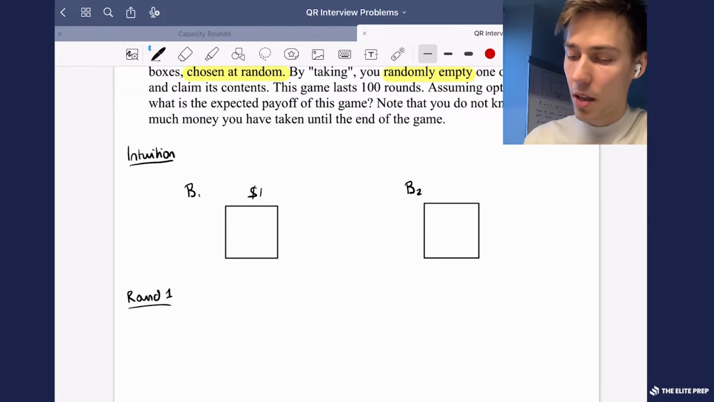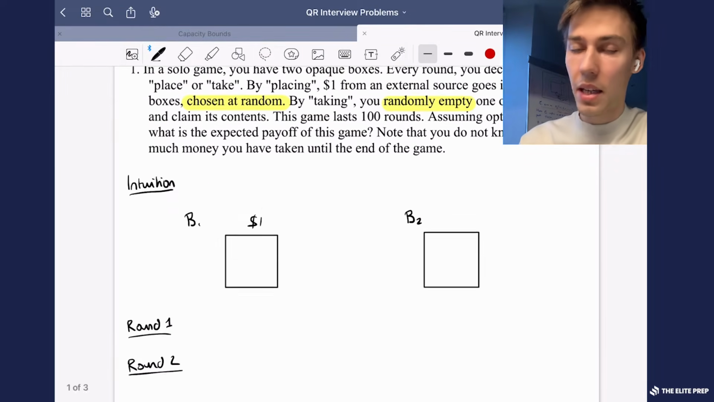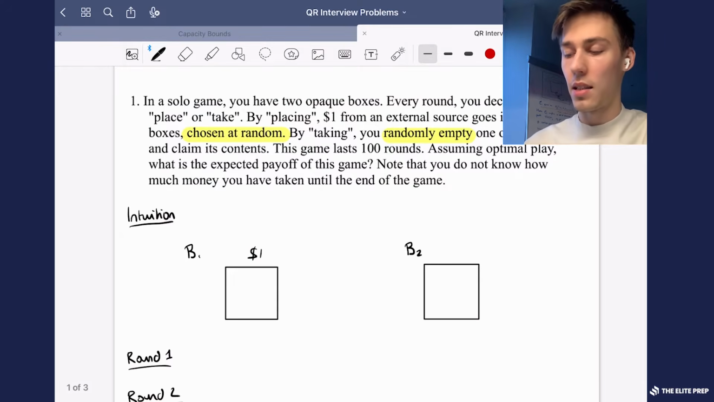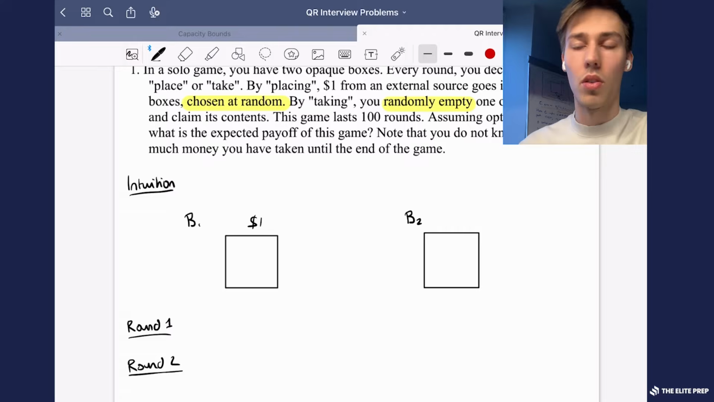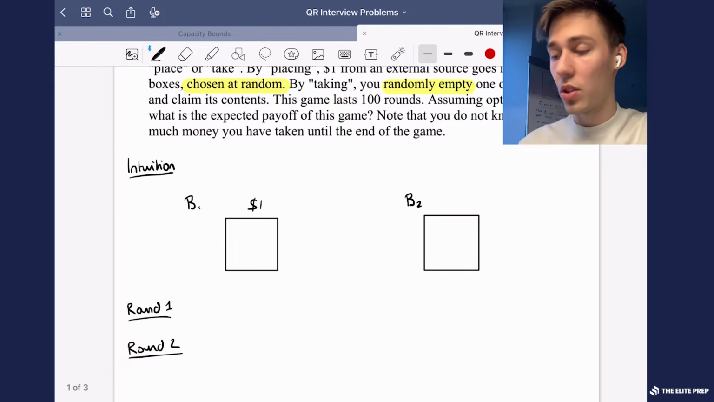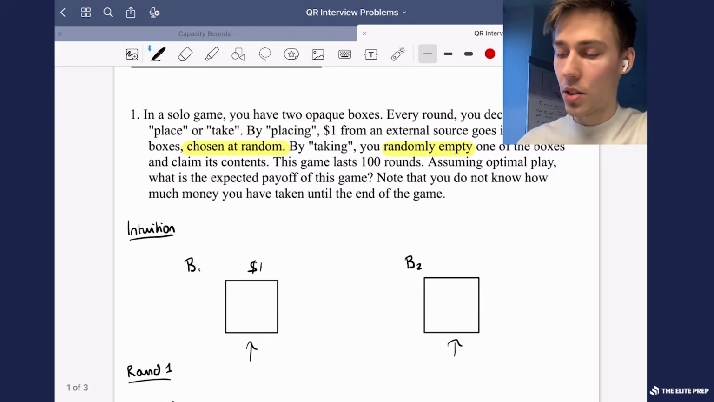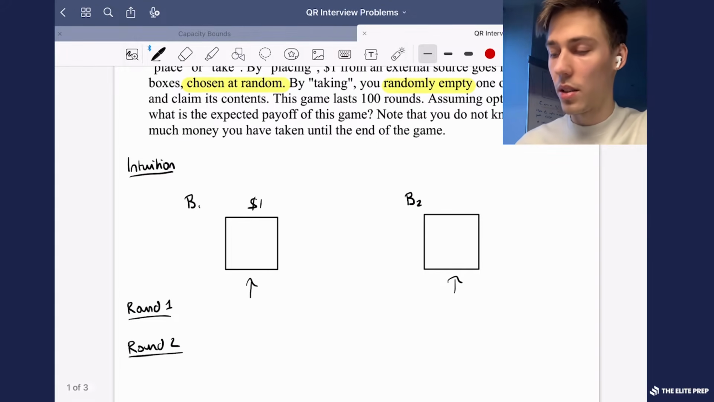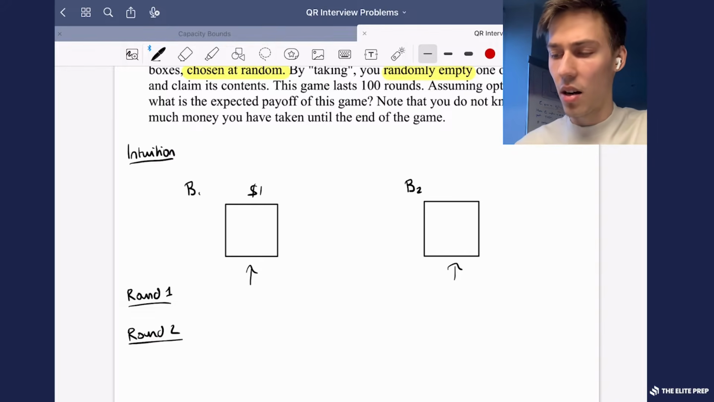So that's round one. At round two, because the boxes are opaque, we do not know which one has the $1. So we do not know when we take, if we've taken the $1 or not. So in round two, again, we can choose to take, but taking may either go for B1 or B2 because we randomly empty the boxes. So our goal is to decide on a strategy for playing this game such that we maximize the expectation of our payoff of the game.